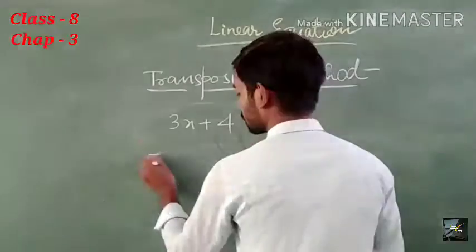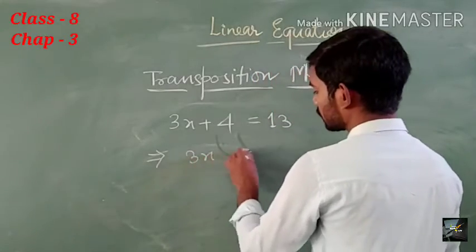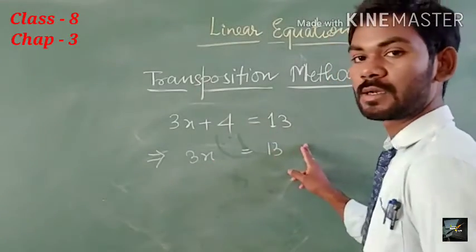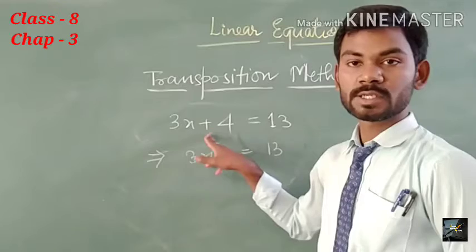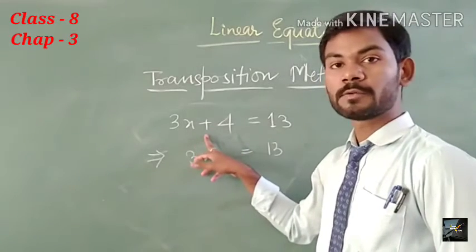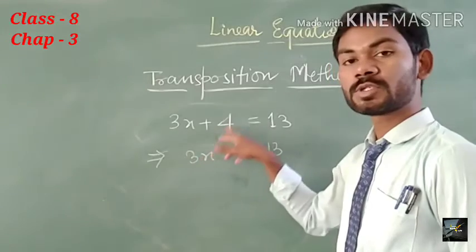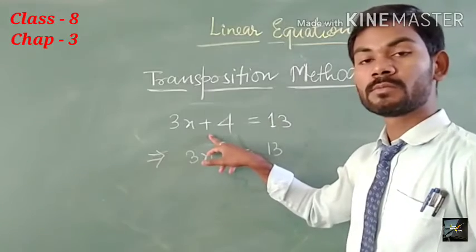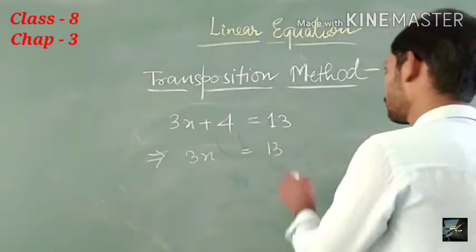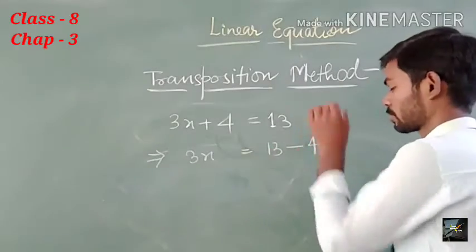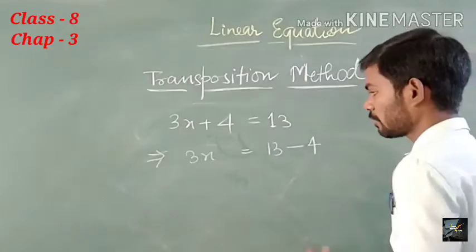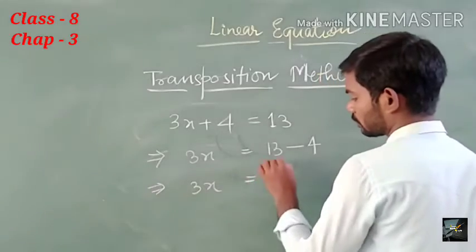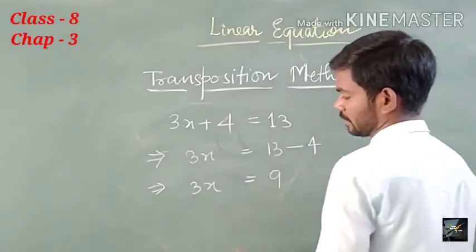So we can write 3x is equal to 13, and when 4 is transferred to the right hand side, 4 has a positive sign, that is the plus. So when it transposes to the right side, the sign of plus becomes reversed and it becomes minus 4. Okay, now we solve it. We get 3x is equal to 13 minus 4, which is 9.